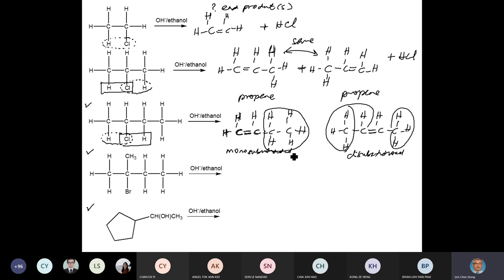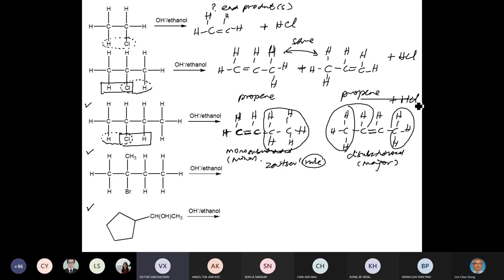Clear? Okay, based on what theory do you follow? Zaitsev's rule. Remember about the rule, normally it will give you 1 mark. Okay, then afterwards tell me which one is major, which one minor. With the higher number of substituents, sure this one is considered major and this one a minor, and followed by side product HCl. Okay, any objections or any question you want to ask?